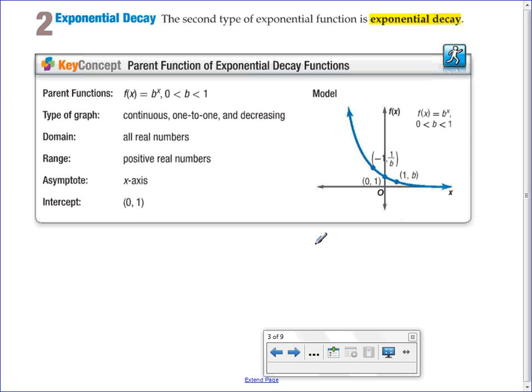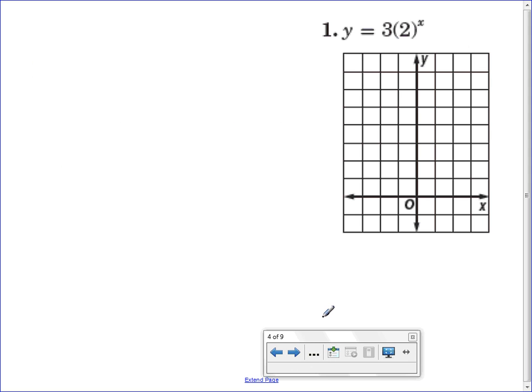Now, your goal today is to graph these things, and there are two basic ways to graph them. One way is to make a table of values. Our function is y equals 3 times 2 to the x power. We'll just plug some numbers in for x. Let's say x is 0. Then I'm looking at 3 times 2 to the 0 power. 2 to the 0 power is 1, so that's 3 times 1, which is 3.